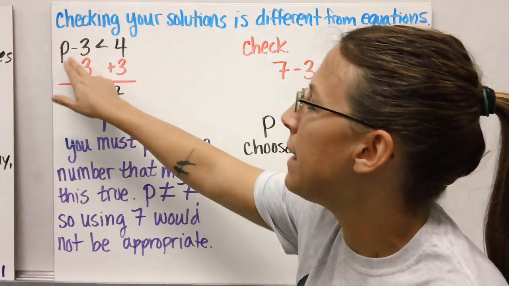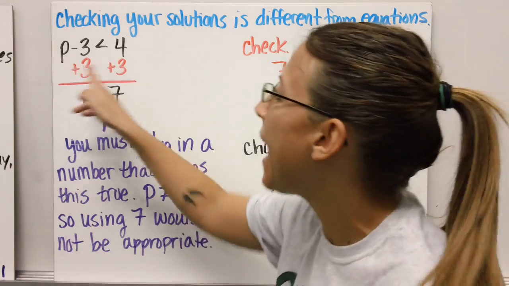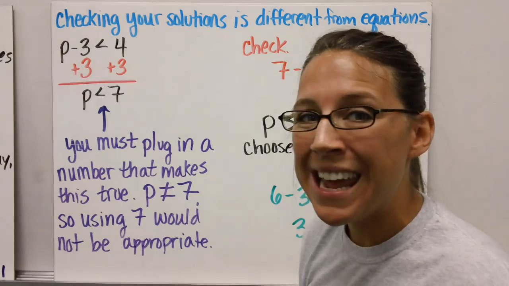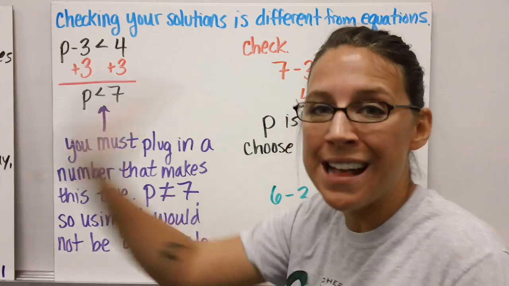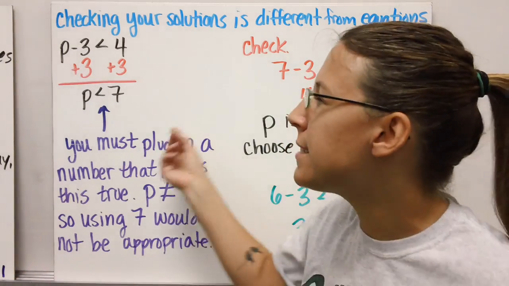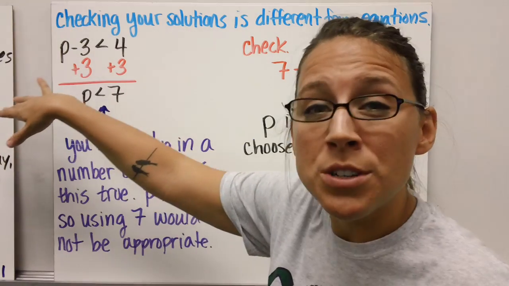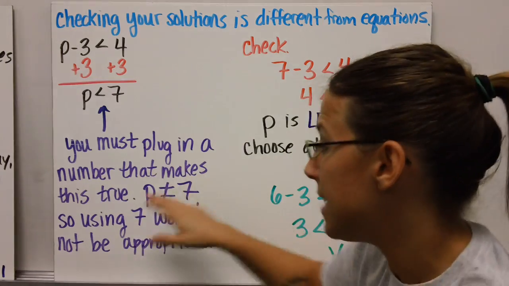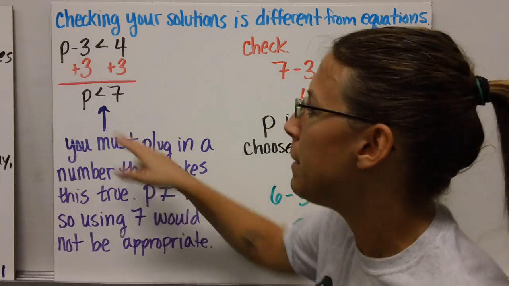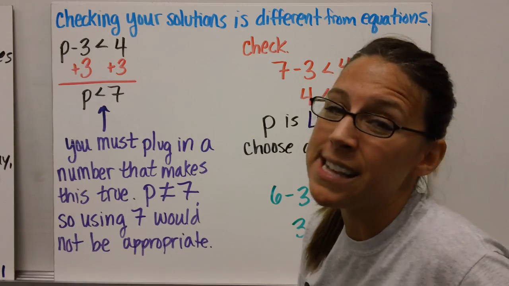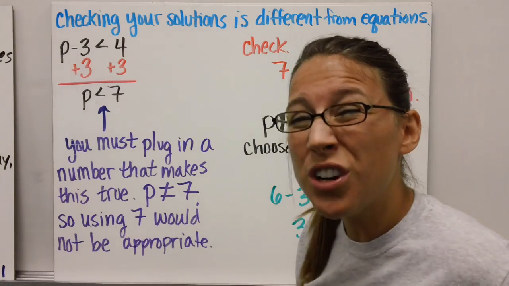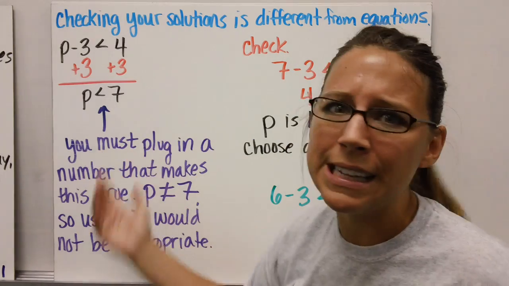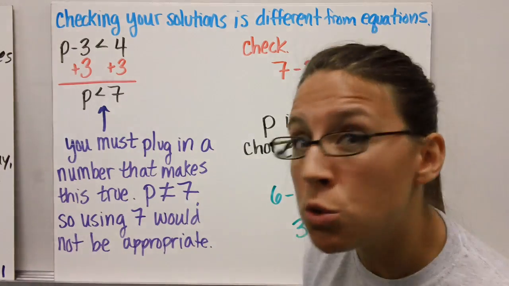If we had p minus 3 is less than 4, well, we would add 3 to both sides to get that p is less than 7. Now, p is all of the numbers less than 7, right? So does it make sense to plug 7 back into the original inequality to see if it's true? Well, you must plug in a number that makes this true. p does not equal 7 because p is less than 7. It's not p is less than or equal to 7. You could use 7 if it was less than or equal to, but it's not. It's completely less than. 7's not even part of the solution.